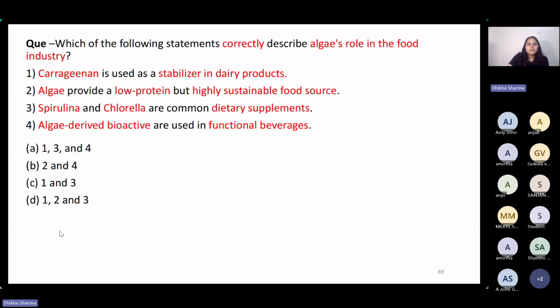So next is, which of the following statements correctly describes algae's role in the food industry? First is carrageenan is used as a stabilizer in dairy products. Second is algae provides a low protein but highly sustainable food source. Third is spirulina and chlorella are common dietary supplements, and fourth is algae-derived bioactives are used in functional beverages. Anyone who would like to share his or her opinion on this question?